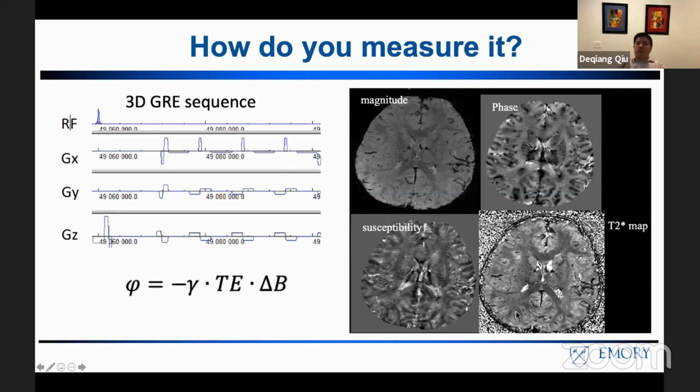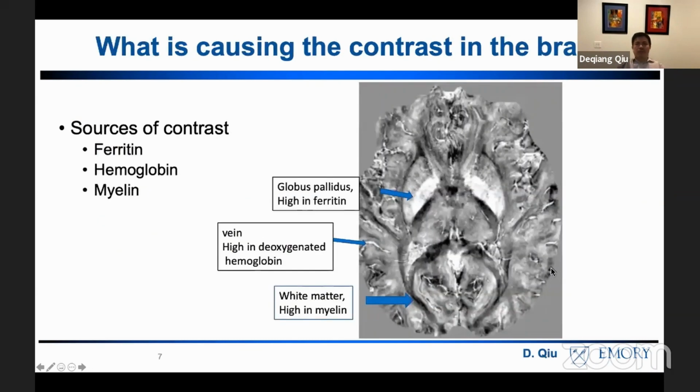From this, usually you also use a multi-echo GRE sequence. Therefore, you can get a T2 star map from this sequence. So back to what is causing the contrast in the magnetic susceptibility image. It's really, in the brain, primarily three sources.